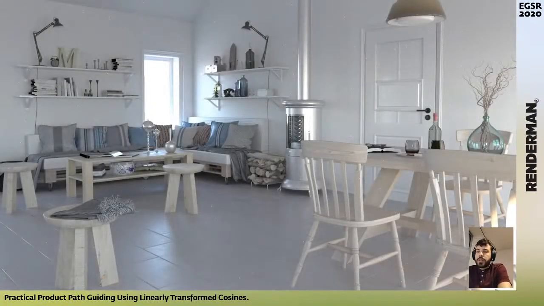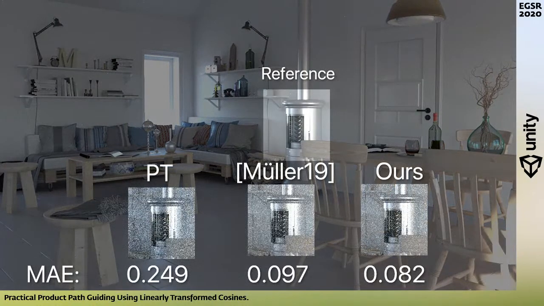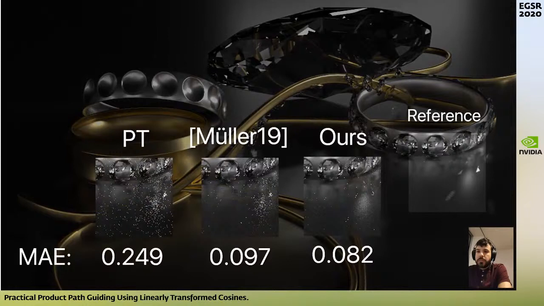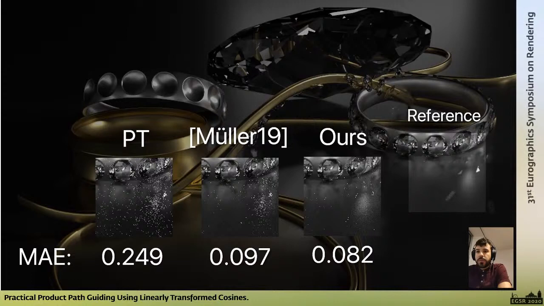Compared to Muller and colleagues, with the improvements later introduced, we saw a 15 to 20% performance gain in noise for the same computation time. This is especially true in scenes with complex geometry and glossy materials. You can see more detailed results in the supplemental material of our publication.